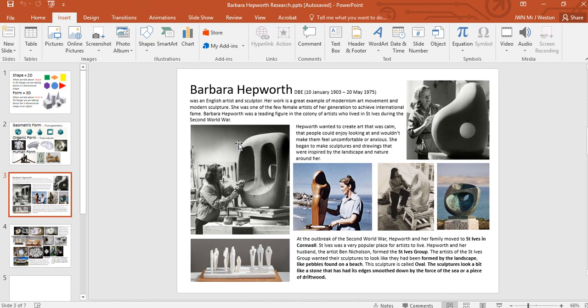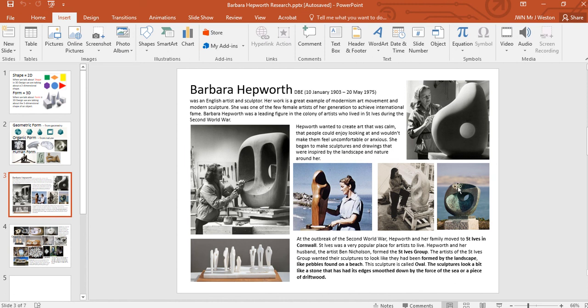So, all of her sculptures, well, not all of them, but most of her sculptures use this hole feature. They usually have a hole in them. And she got that from the landscape, from caves, from openings. She wanted people not just to look at her work, but actually to look through it and see the landscape through the sculpture. And a lot of her sculptures are in St. Ives in a garden.